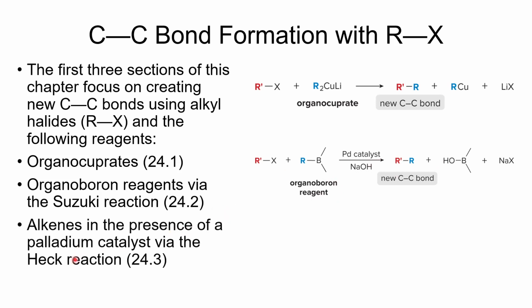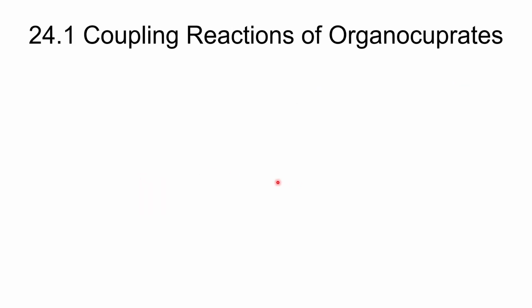And with the Heck reaction, we're going to be making new bonds between alkenes and an alkyl halide using a palladium catalyst. And so it will look something like this. They each have something to offer that's different than the others. And then after that, in case you're curious, we're going to be looking at doing some metathesis reactions, olefin metathesis reactions. So we'll do that one towards the end. So let's get started with organocuprates.